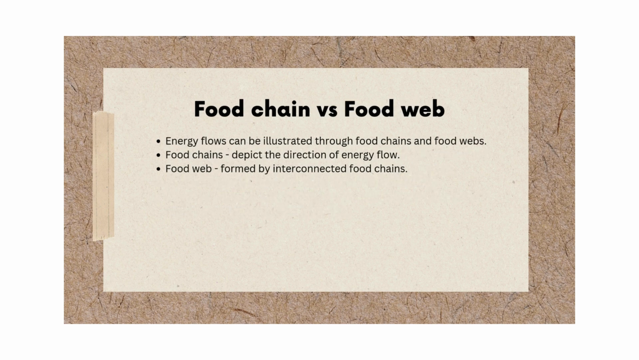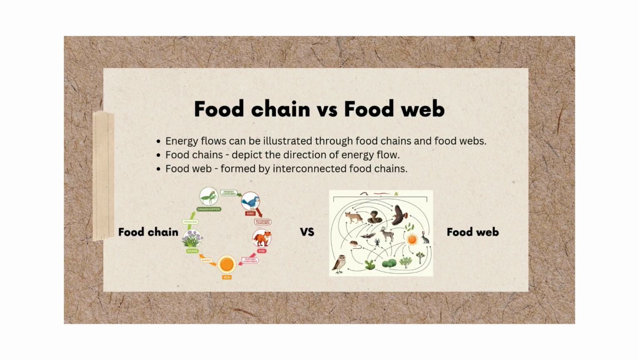Producers capture solar energy and convert it into chemical energy through photosynthesis. Some of this energy is utilized by the producers themselves, some is released into the atmosphere, and the rest is transferred through food chains to consumers. Energy flows through the ecosystem in a structured manner, which can be illustrated through food chains and food webs. Food chains depict the direction of energy flow, while interconnected food chains form a comprehensive food web.